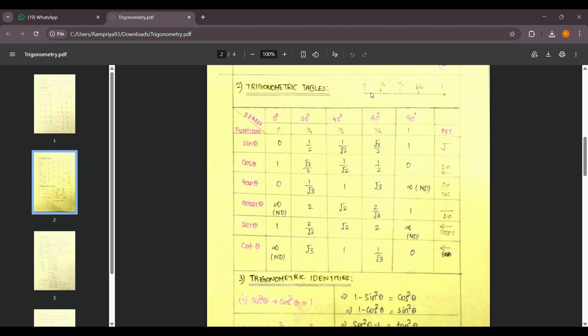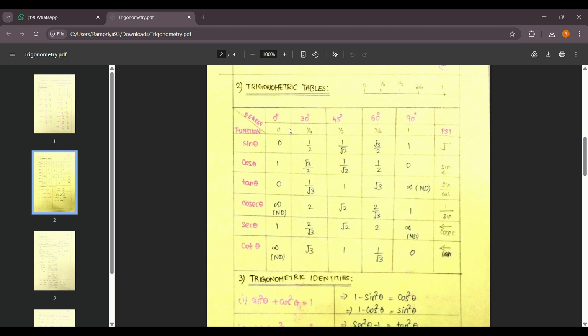Please note it carefully. In your rough work, draw a number line from 0 to 1 and add 1 by 4 to all the values. So 0 plus 1 by 4 will be 1 by 4. 1 by 4 plus 1 by 4 will be 2 by 4. 2 by 4 can be written as half. 2 by 4 plus 1 by 4 is 3 by 4. And 3 by 4 plus 1 by 4 is 4 by 4, which is 1.